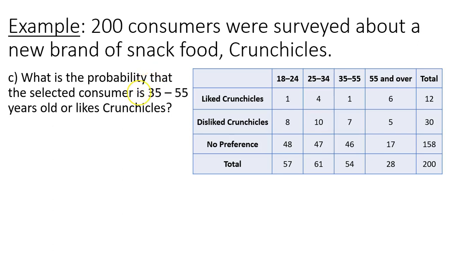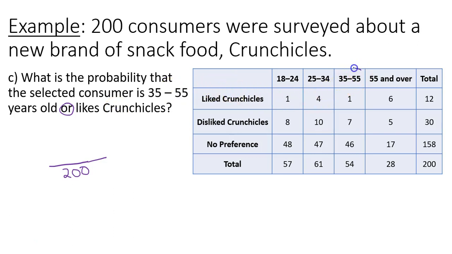Next, what is the probability that the selected consumer is 35 to 55 years old or likes Crunchicles? So this is an or probability. That means we do consider all 200 people from the table. And the ones that we want, the favorable outcomes, would be those that are 35 to 55 years old or those that like Crunchicles.